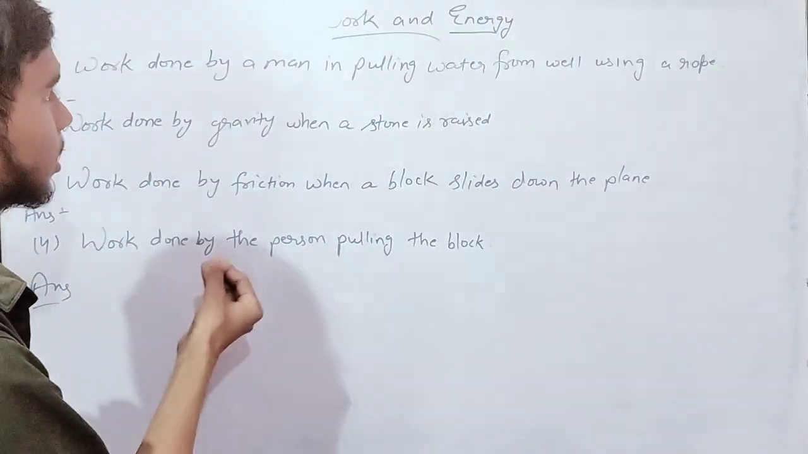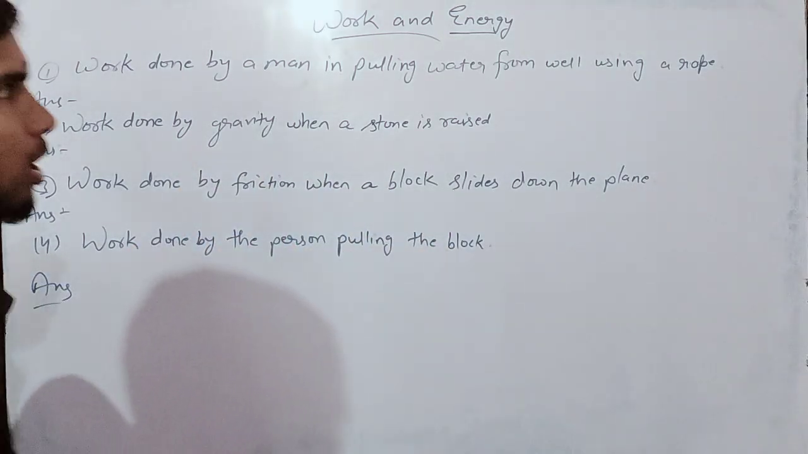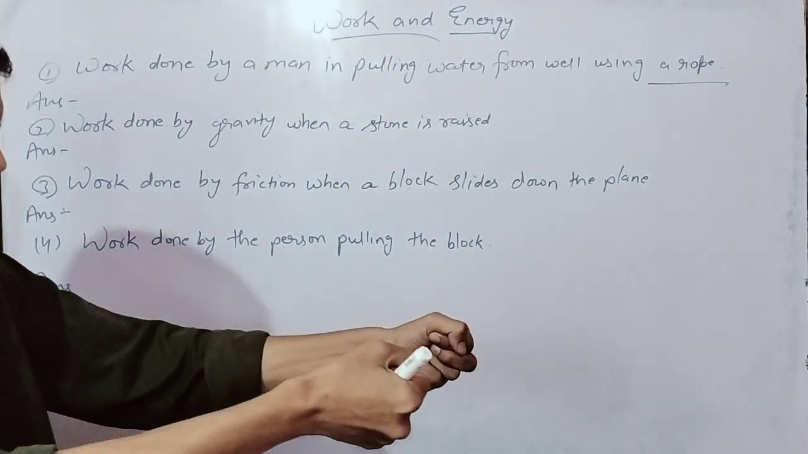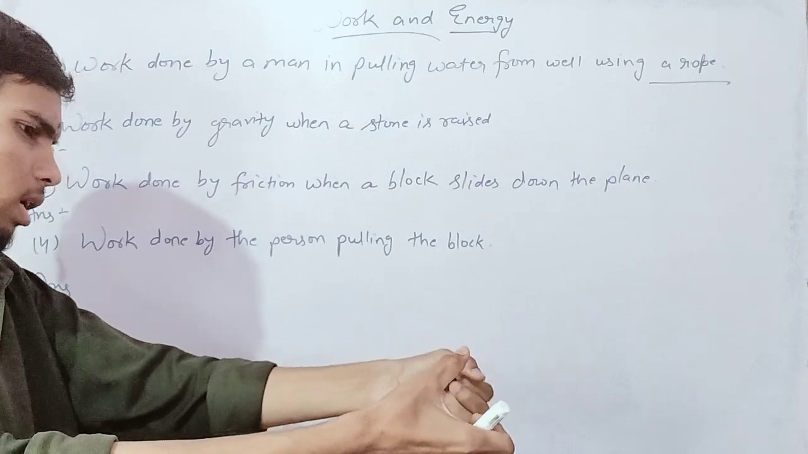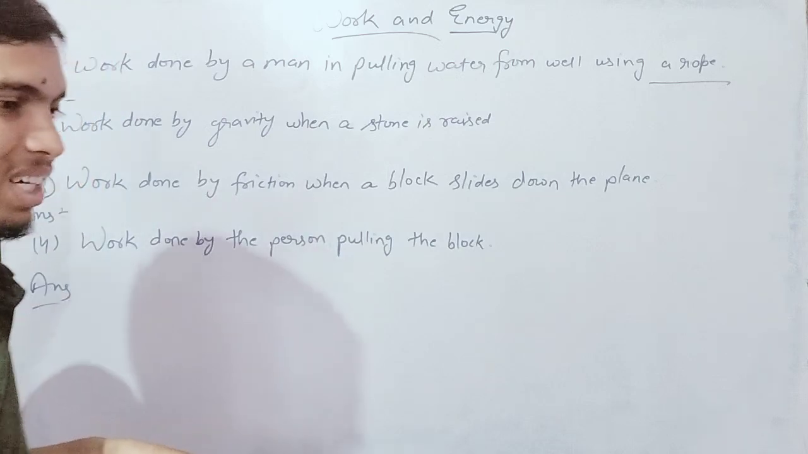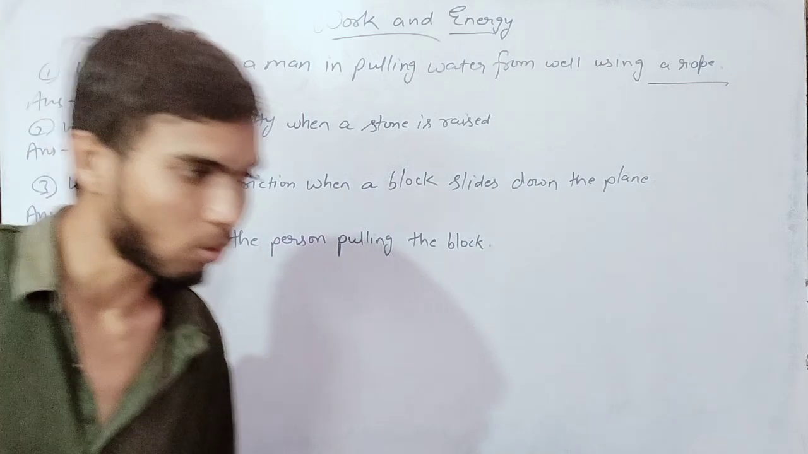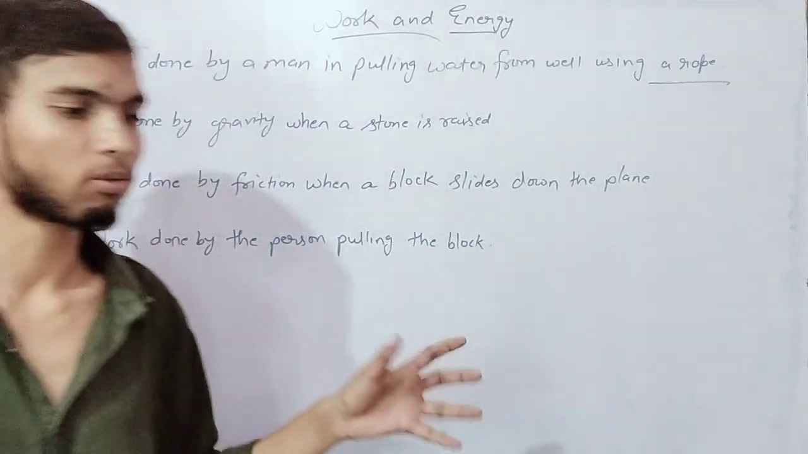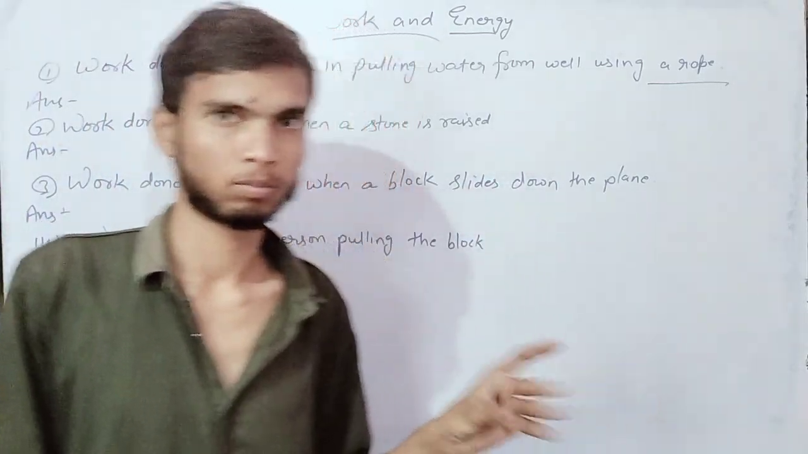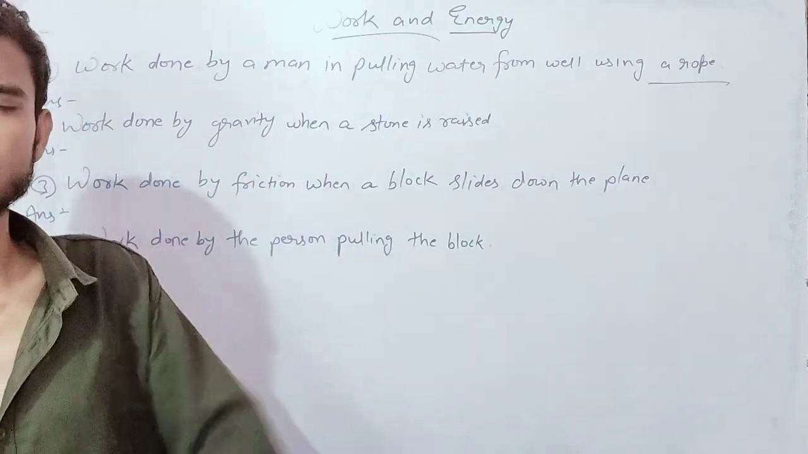Let's read the first question. Work done by a man in pulling water from the well using a rope. A man is pulling a rope so that the water can come outside. Now, what type of work is this? Positive, negative, or zero?